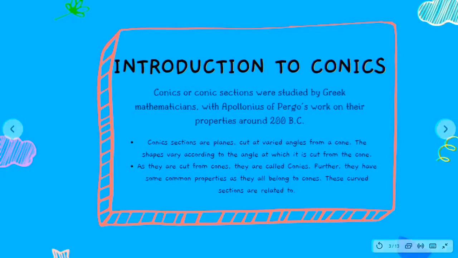We start with the introduction to conics. Conics, or conic sections, were studied by Greek mathematicians, with Apollonius of Perga's work on their properties around 200 BC. Conic sections are planes cut at varied angles from a cone. The shapes vary according to the angle at which it is cut from the cone. As they are cut from cones, they are called conics. Further, they have some common properties as they all belong to cones. These curved sections are related too.